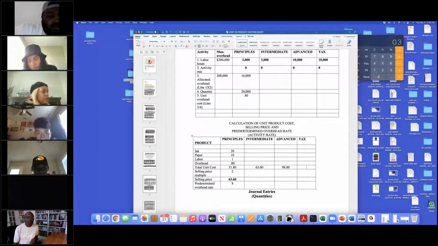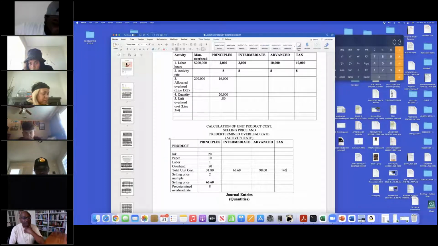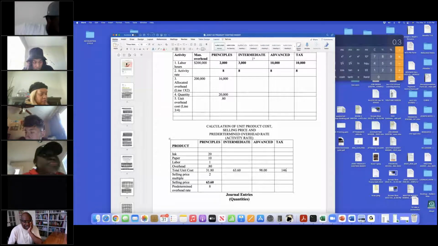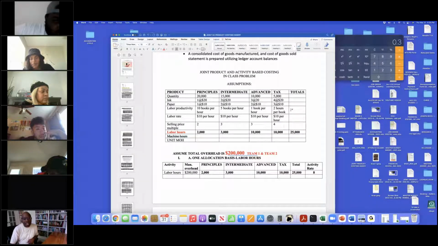Yeah. When it's per hour, you divide. When it's hours per, you multiply. So we said the tax book is 146. If it's per hour, you're going to be dividing. If it's per book, you multiply. Okay. Per hour, divide. Per book, multiply.